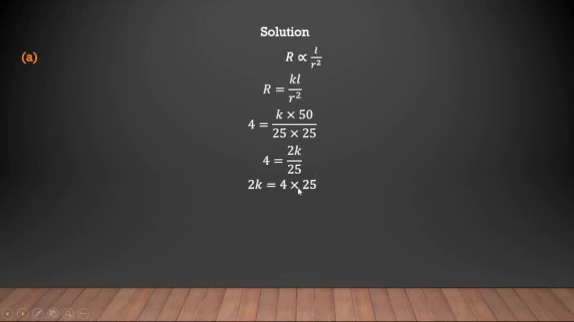2K is equal to 4 times 25. How did you arrive at this? It's simply by multiplying both sides by 25, multiplying 4 by 25 and multiplying 2K over 25 by 25. If you simplify that further, you have 2K is equal to 4 times 25. And that simply gives us K is equal to 4 times 25 over 2. We can simplify this further and it will give us K is equal to 50. 2 can divide 4. That will give you 2. 2 times 25, we have 50. So successfully we have found K.